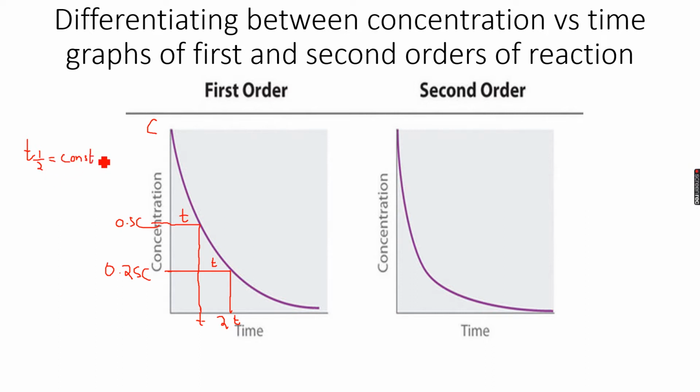But in the case of second order, let's take second order. So this is C. 0.5 C will be somewhere here. So this is the time taken. And 0.25 C will be somewhere here, and this is the time taken. Now you can see that this width is much smaller than this width. Let's halve it again. When we halve it again, the width keeps on increasing.